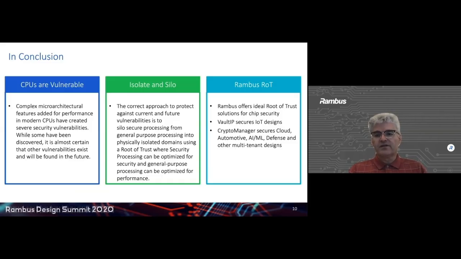So what does Rambus do here? Rambus Security offers ideal root of trust solutions for chip security. We've shown the Vault IP securing IoT designs. There are the Crypto Managers securing cloud, automotive, AI, ML accelerators for protecting training models, training data, and AI inference algorithm implementations, and specific versions for defense, and all the other multi-tenant designs.